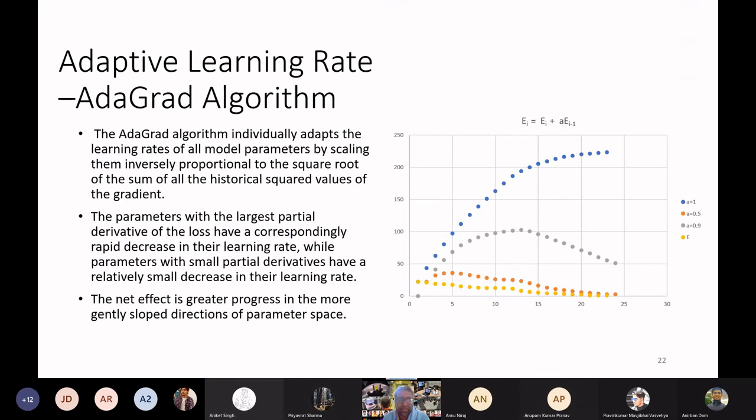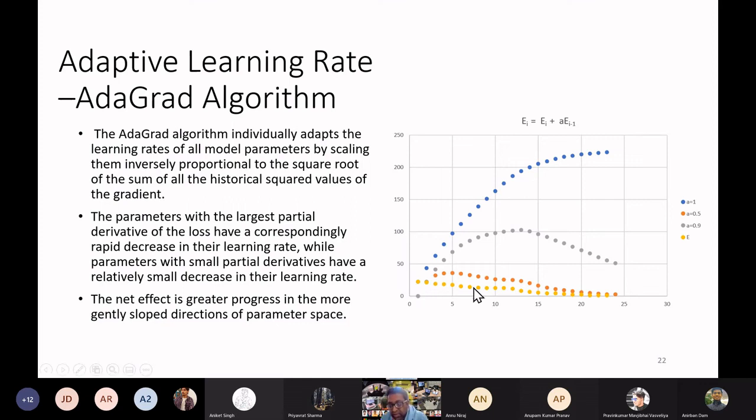A slightly more sophisticated algorithm is the AdaGrad algorithm. This also individually adapts the learning rate for all model parameters by scaling them inversely proportional to the square root of the sum of all the historical squared values of the gradient. Here on the right hand side, you can see that I have plotted a very basic function, where this parameter I am changing based on the historical parameters. Okay, and this graph is not coming from any machine learning example. I just created it for explanation.